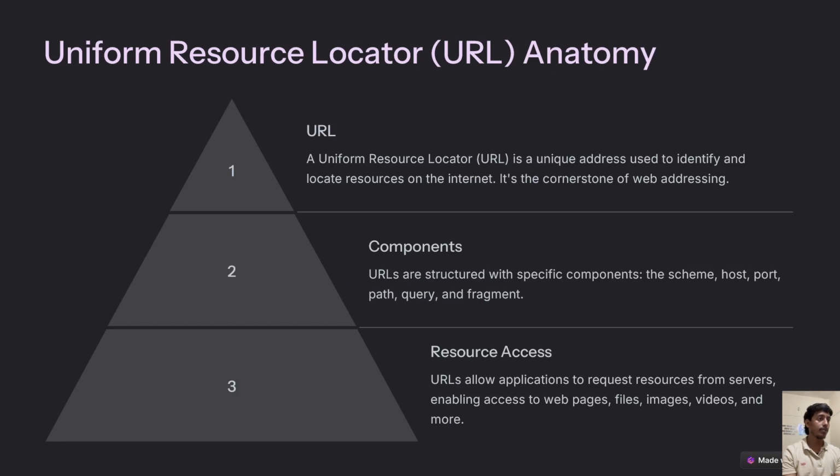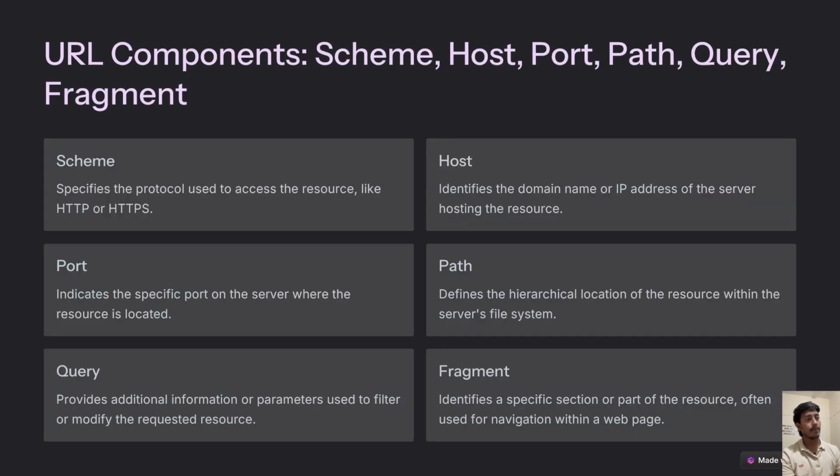Then we have uniform resource locator URL anatomy. URL, uniform resource locator, is a unique address used to identify and locate resources on the internet. It is the cornerstone of web addressing. And second one is components. URLs are structured with specific components: the scheme, host, port, path, query, and fragment. Third one is resource access. URLs allow applications to request resources from servers, enabling access to web pages, files, images, videos, and more.